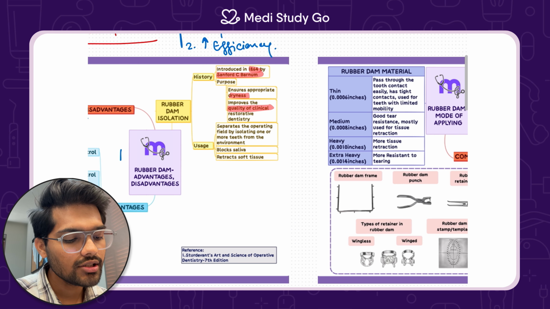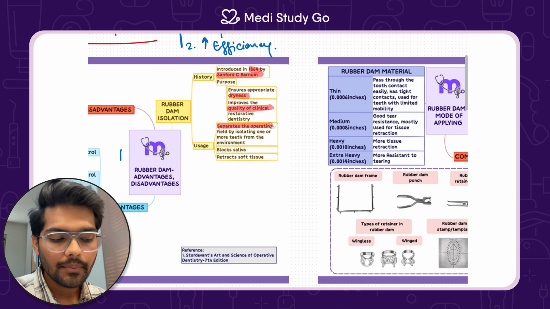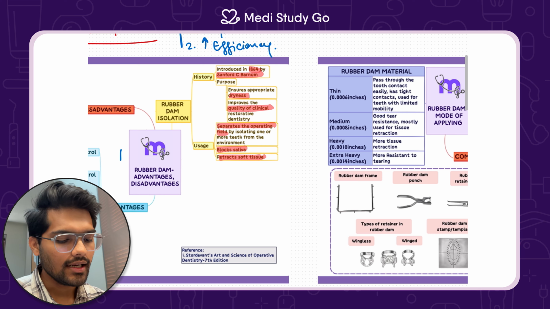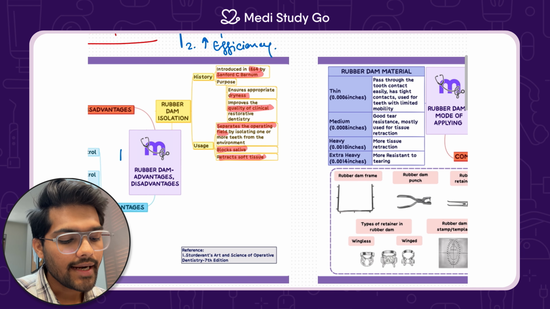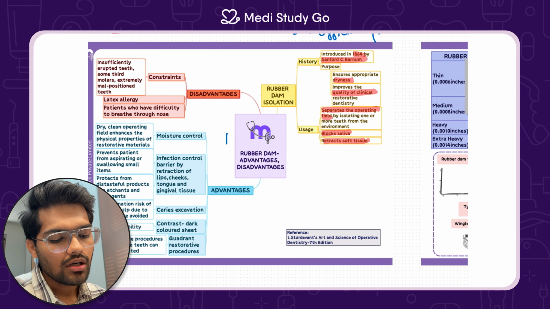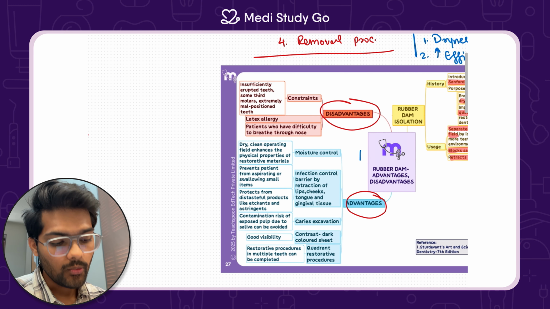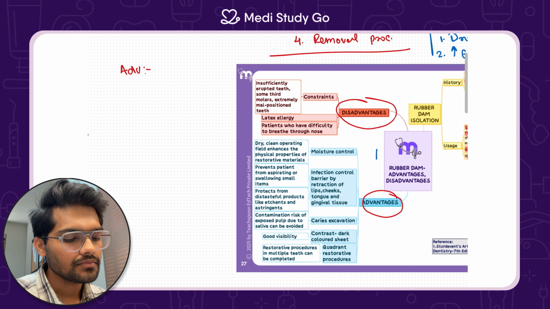within the usages, like we already discussed, it is going to separate the operating field by isolating one or more teeth. It also blocks saliva along with blood and other contaminants, and it also retracts the soft tissue. Now, we can also write advantages and disadvantages within the introduction. So let's start with the advantages first.